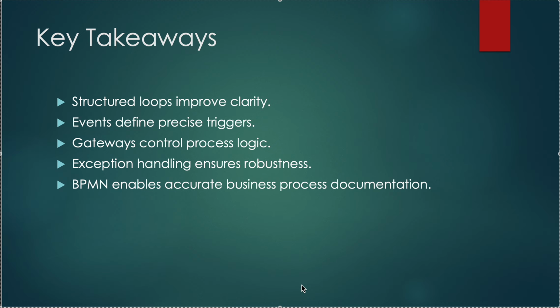Here are the key ideas I'd like you to remember. Loops simplify repetition. Events make processes responsive. Gateways define choices and synchronization. Exception handling keeps models realistic. Compensation and conditions ensure business resilience. Together, they help us capture not just what should happen, but also what could happen in a process.